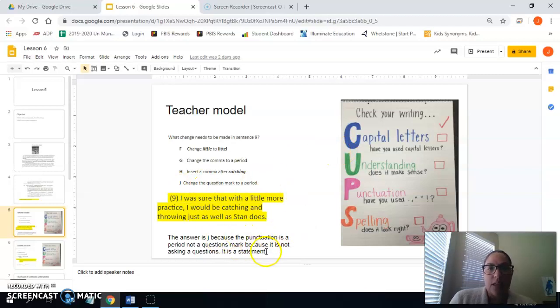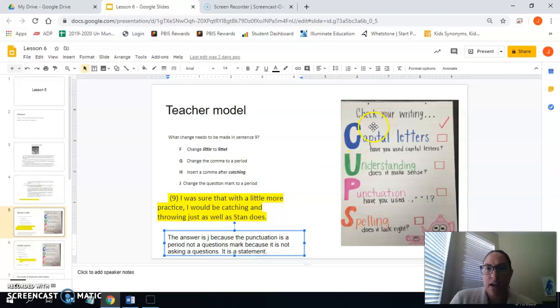So we know that this is an edit. So, capital letters: have you used any capital letters? U is for understanding: does it make sense? Punctuation: have you said it correctly using an exclamation or a question mark? And spelling: does it look right?